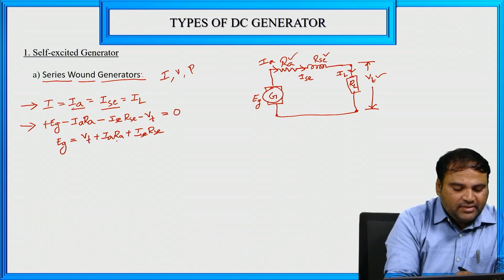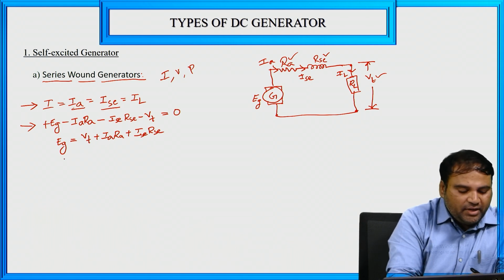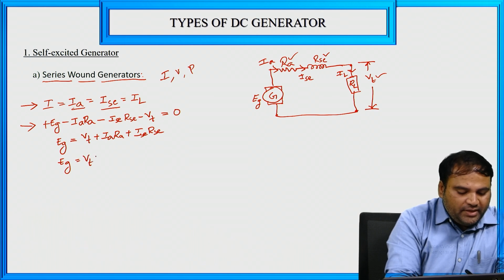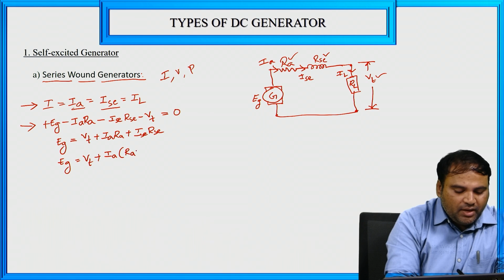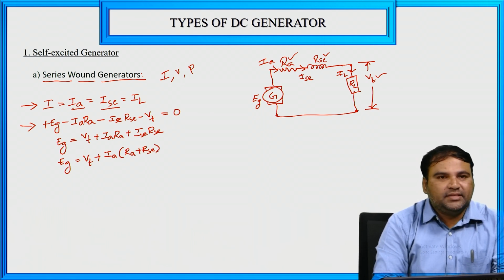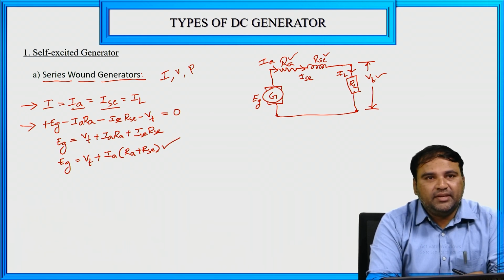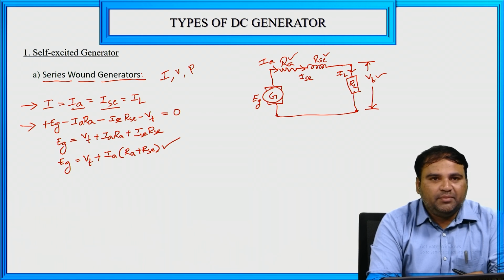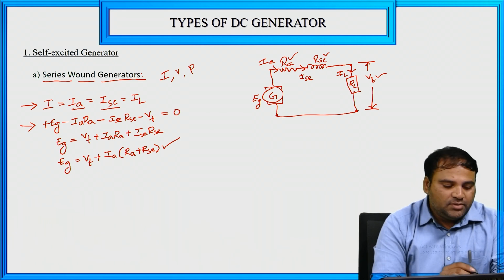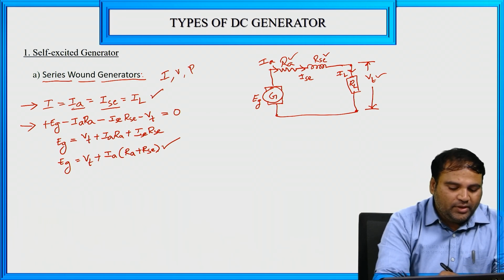So in this equation take IA or ISC as a common term. So EG equal to VT plus, taking IA as a common term, IA into RA plus RSC. This is the voltage equation, or voltage relation, of the series wound DC generator. So EG equal to VT plus IA into RA plus RSC. Okay. So current relation and voltage relation.